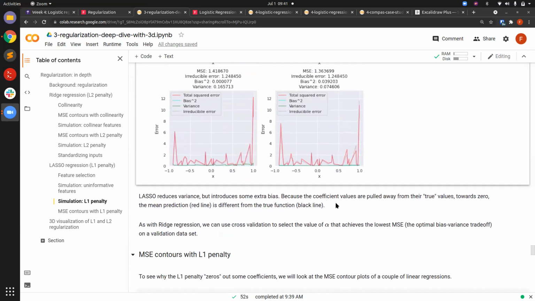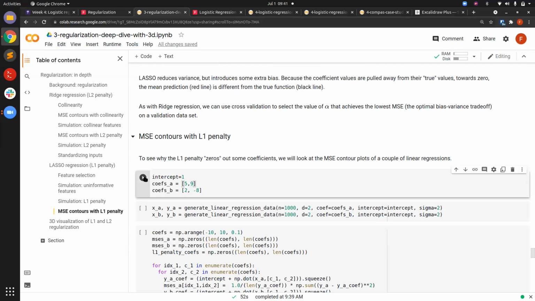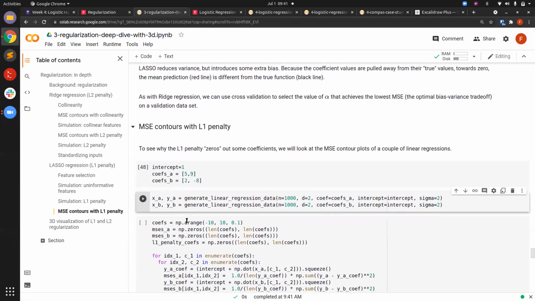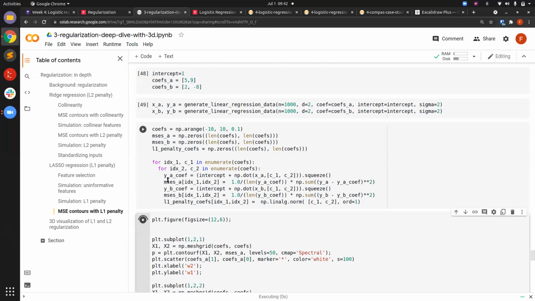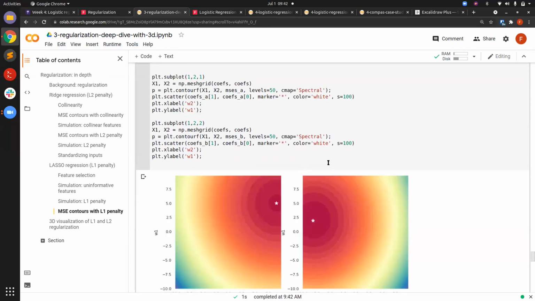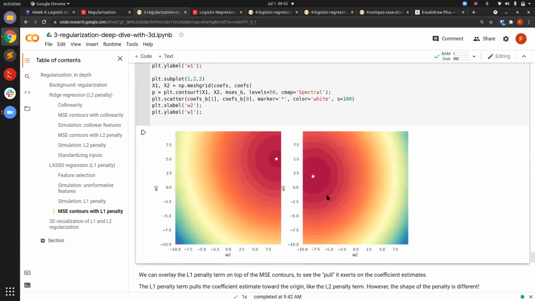Now, we had lower variance with Ridge too, but with Lasso, it's for a different reason. Let's see why it actually reduces the variance. So we're going to look at a couple of linear regressions with an L1 penalty term. First, we're just going to look at the regular mean squared error contours. I generated a couple of sets of linear data, and these are the mean squared error contours. This is the true coefficient pair, and these contours show what the mean squared error would be for any other coefficient pair in this space.